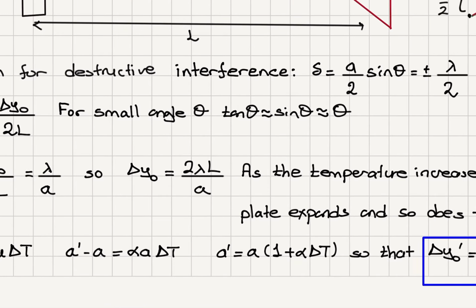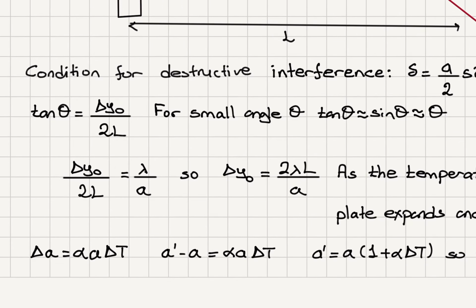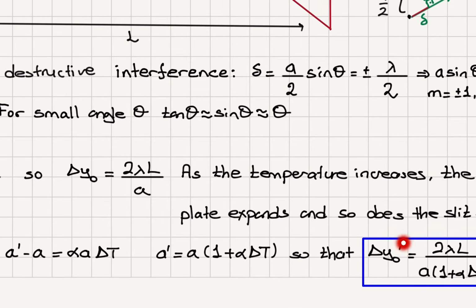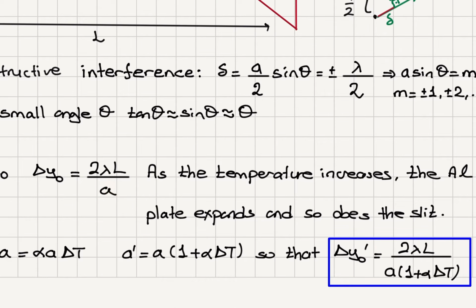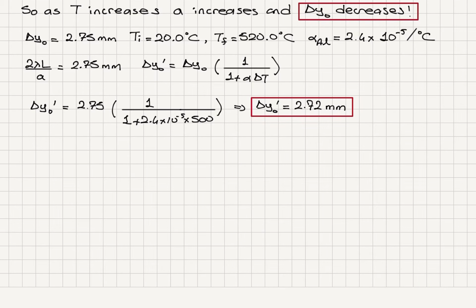As the temperature increases, the aluminum plate expands and the slit also expands. So A is going to be A prime, where the change in A will be equal to alpha A delta T. So A prime is A times 1 plus alpha delta T. The new central maximum width is 2 lambda L over A prime, which is A times 1 plus alpha delta T. Since A prime is greater than A, delta y0 prime is less than delta y0, so it decreases.